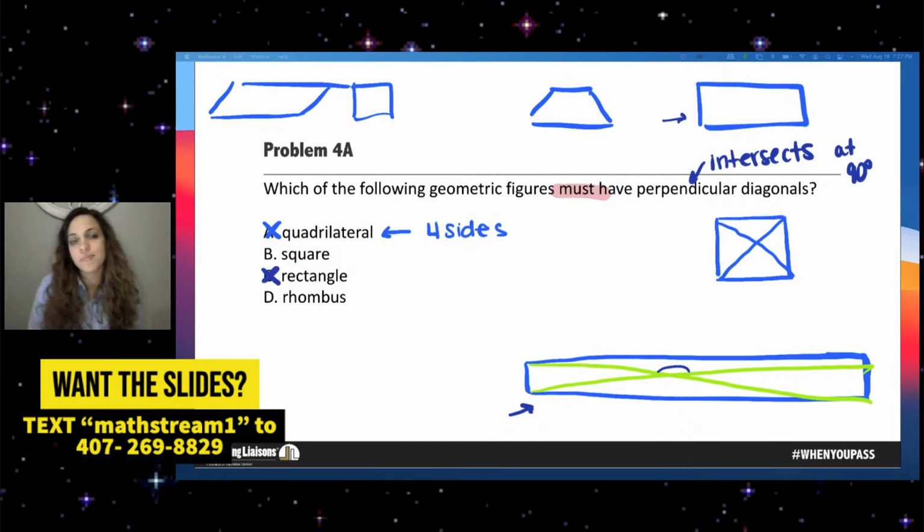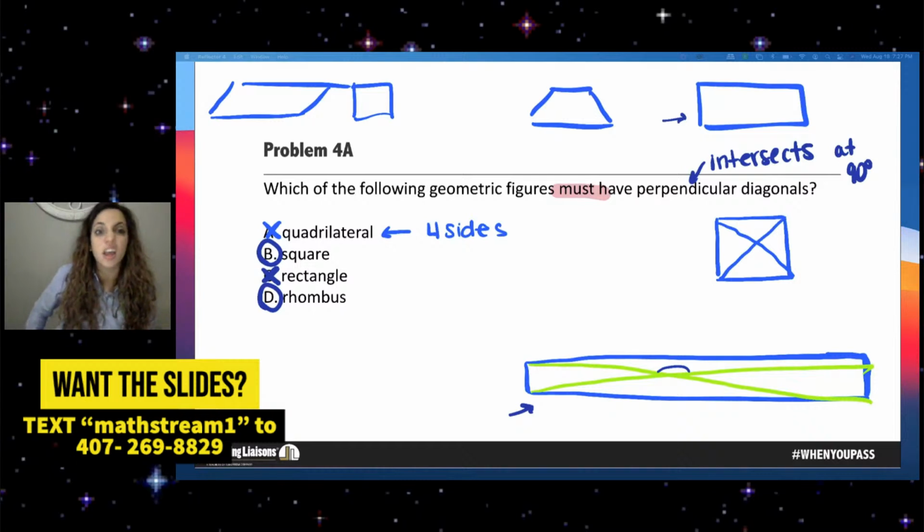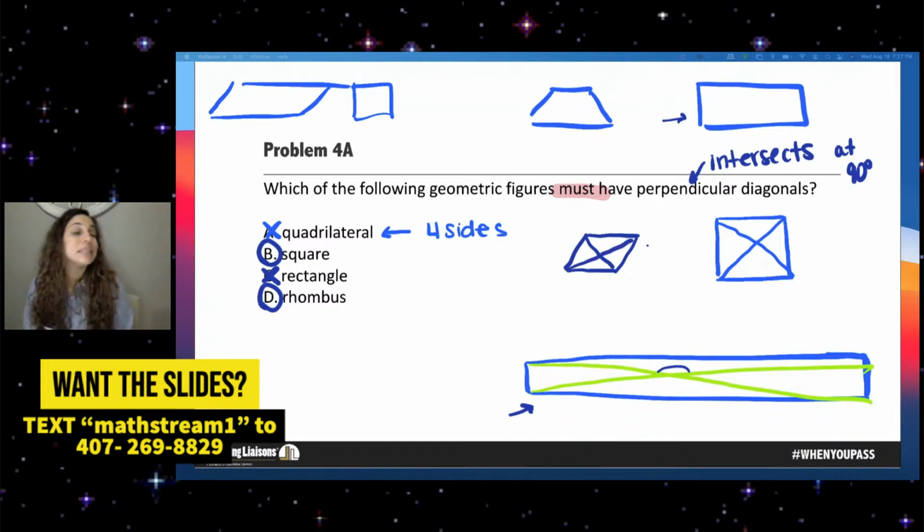Square and rhombus, they're actually both correct. A square and a rhombus both have perpendicular diagonals. So in this case, it should have said choose all that apply, and it doesn't. It should have said that. Square and rhombus. So a rhombus is like a tilted over square. It has equal sides, but it does not have to have 90-degree angles. So a rhombus has to have equal sides, but it doesn't have to have 90-degree angles. A square has to have equal sides and 90-degree angles. So a square and a rhombus both have perpendicular diagonals.